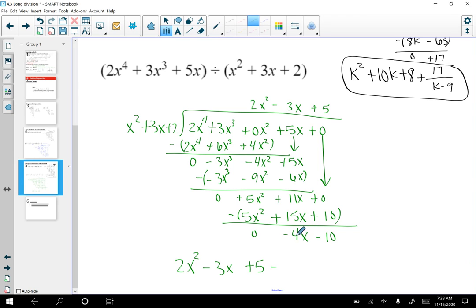So this is a negative. So I'm going to factor that out. I could do this two ways. I can factor out my negative, and then I would have 4x plus 10 over x squared plus 3x plus 2. Or I can keep this positive, and then these are going to be negative. Either way works. And there's our answer.